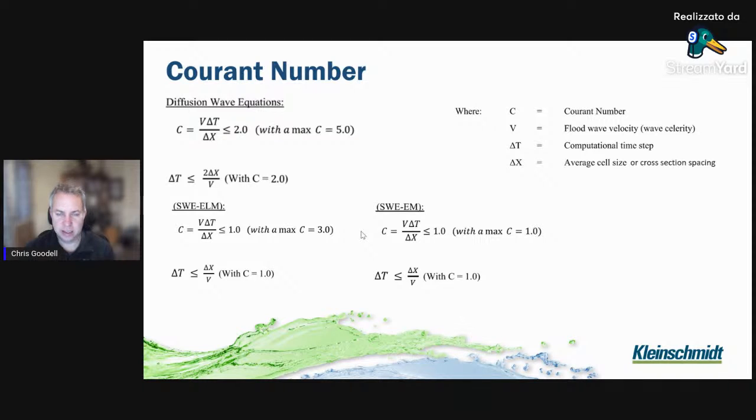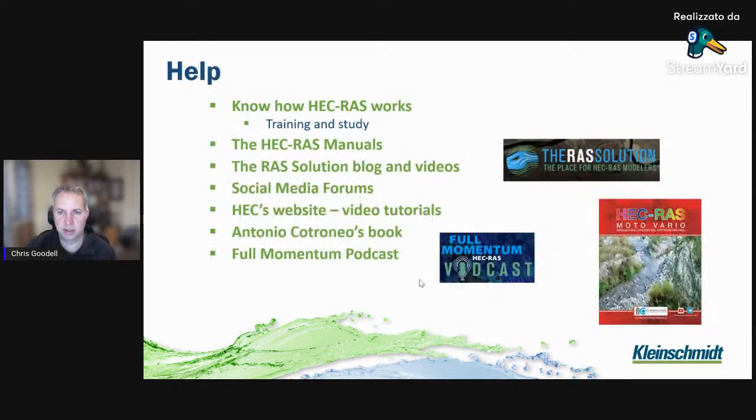So check your Courant numbers. There's some guidance in the manuals if you're using diffusion wave or full momentum. Make sure you're within the guideline ranges. They make it very easy for you to figure out what time step you should use based on your cross section or cell size and the velocity that you have.